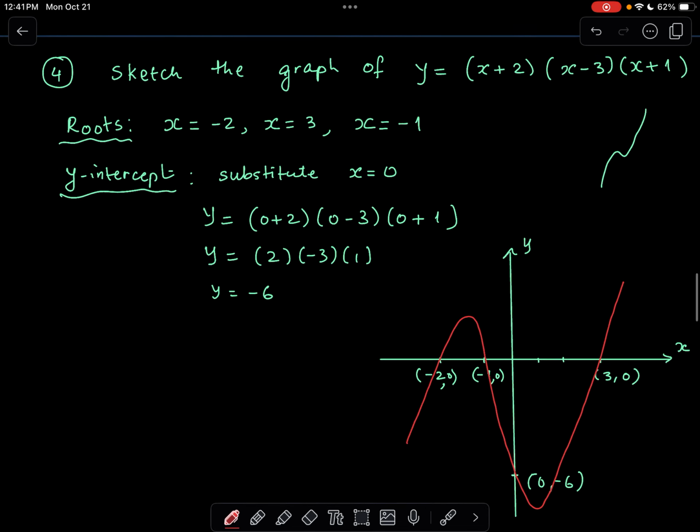Alright, so I have covered the basic sketching of cubic functions.